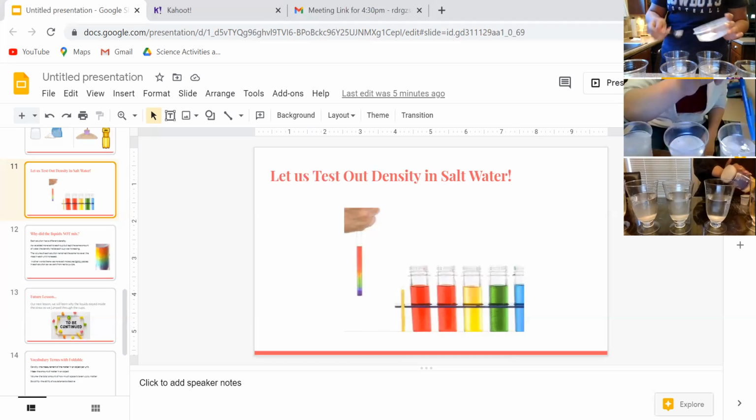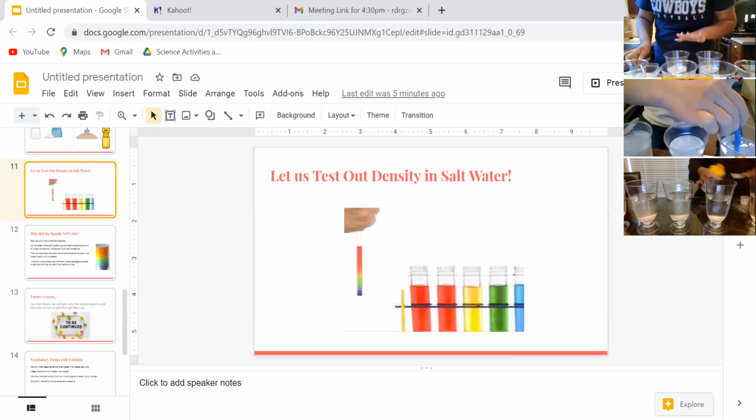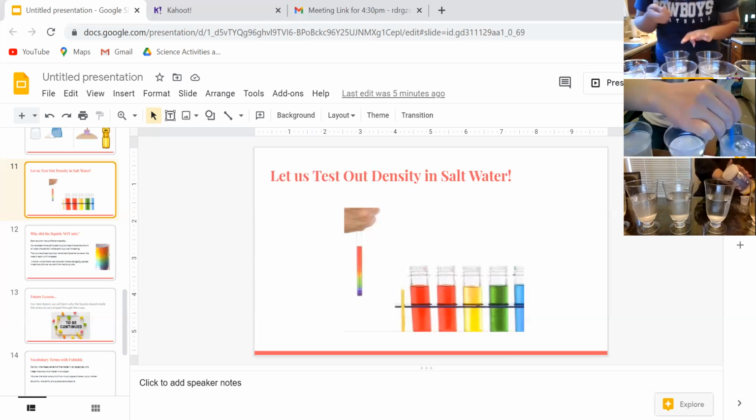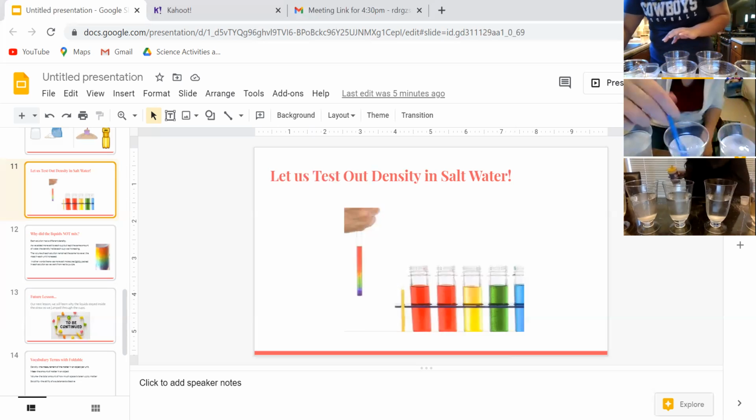Are we mixing it? I gotta ask before I did it. Yes, after you guys have added your salt to your cups, I want you guys to go ahead and just grab a spoon or grab your straw and go ahead and mix.